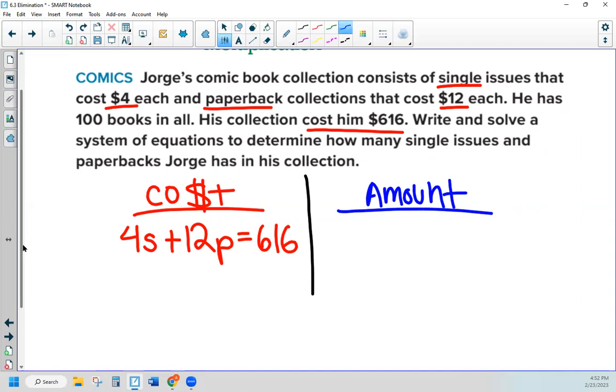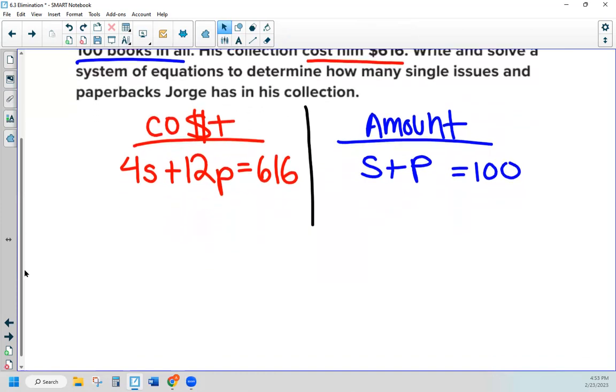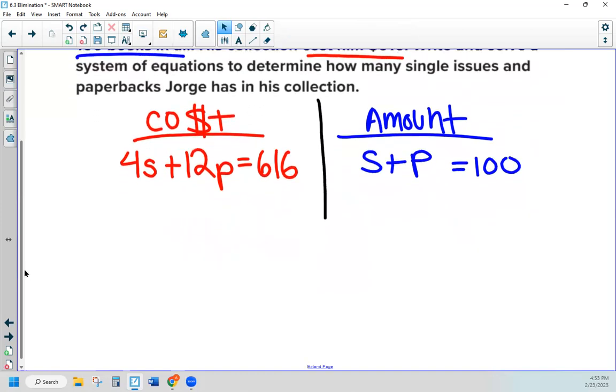The other category is amount. What is the amount? Well, the amount of books is 100 books. Do we know how many he has from each type? No, that's pretty much what we're trying to find. But what I do know is that his entire collection of 100 books is made up of the single issues plus paperbacks. I don't know how many single issues, and I don't know how many paperbacks, but now I have 2 equations that will help me find that out.